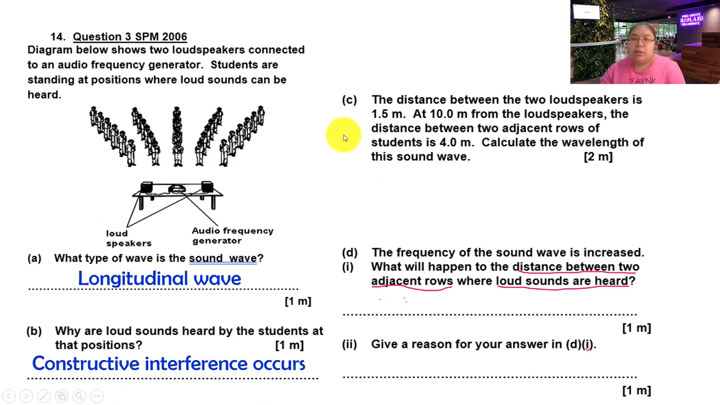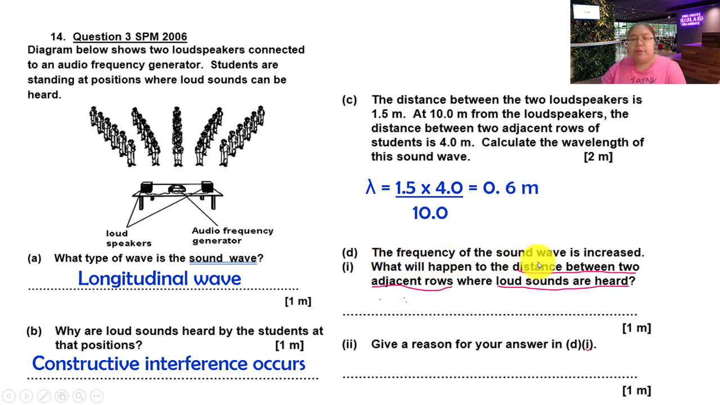Now we do the calculation. Distance between two loudspeakers, there's an A. At 10 meters from the loudspeaker, the distance between adjacent rows. So this 10 meters should be the D. This one is X. Need to calculate the lambda. Lambda equals AX over D. Then we get the answer 0.6 meter.